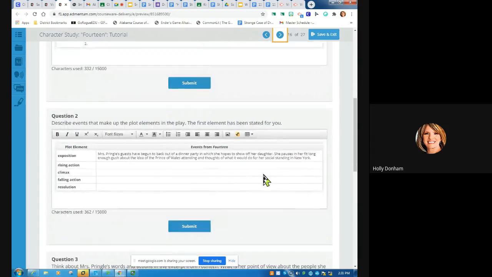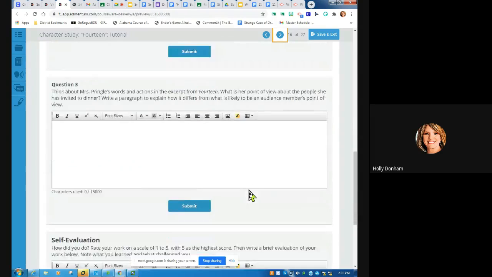The second question, you're going to describe events that make up the plot elements, those special moments in the story that make up the plot, the main events. The first event has already been provided for you. You're going to put in another event for rising action, and then you're going to put in one for what you think is the climax, and then enter one for falling action, and then how does it end? And then you'll hit submit.